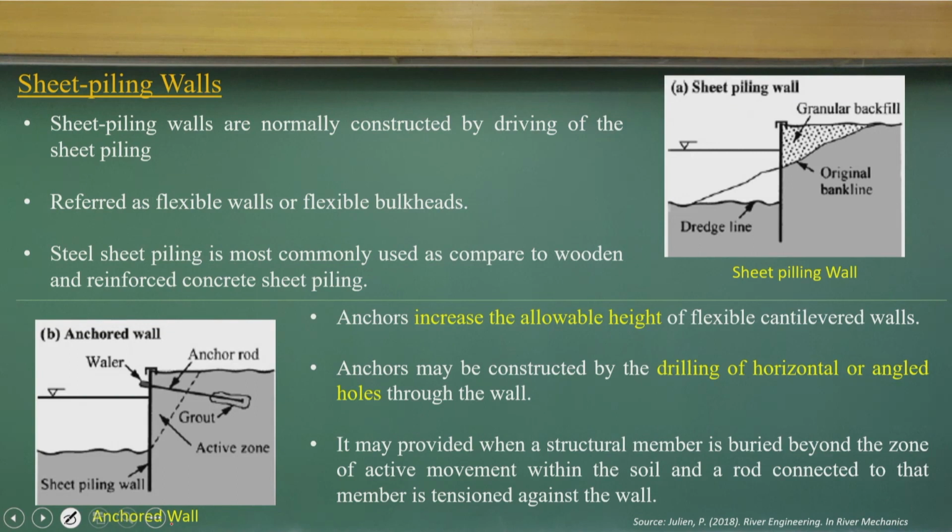If you go to the next one, on a smaller scale, we can have the sheet piling wall. Here we have filling material, and this is the dredged part. You have the original bank line, then you do a cut and fill and create the sheet piles. Basically, a flexible wall or flexible bulkhead can be a sheet piling wall, normally constructed by driving the sheet piling. That is what we do, and you can increase the allowable heights.